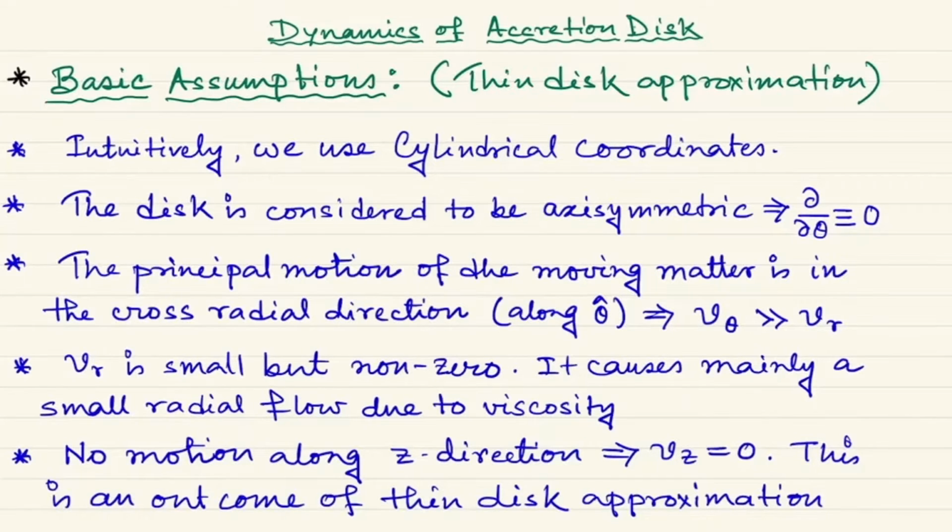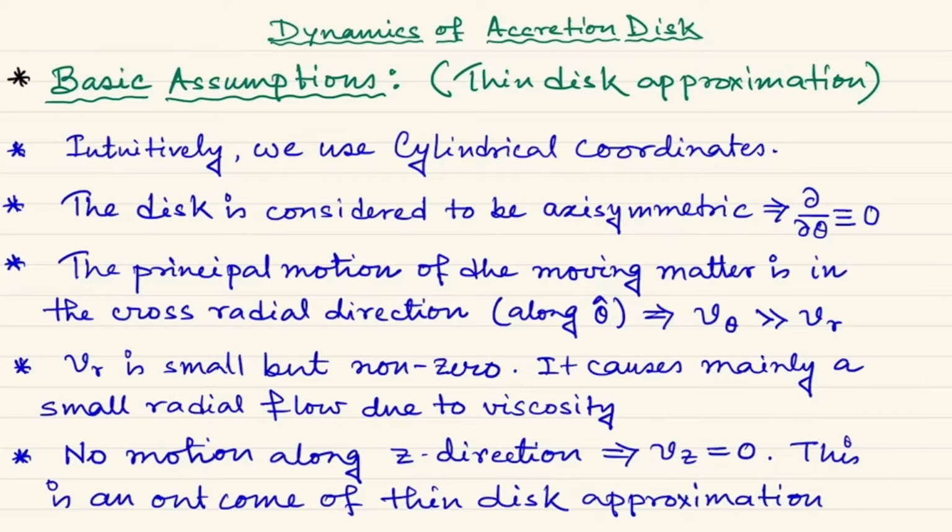So once again, we start by recapitulating the basic assumptions. As I said, for analytical convenience, Shakura and Sunyaev proposed thin disk models, and for that we need several approximations. The first one is of course the use of cylindrical coordinates, then the disk to be axisymmetric, so that for any quantity, del by del theta will be 0.